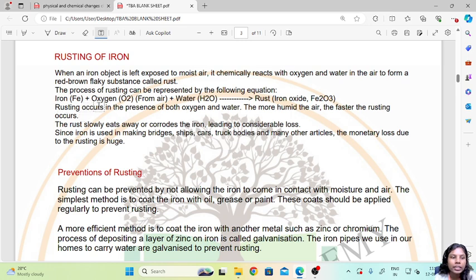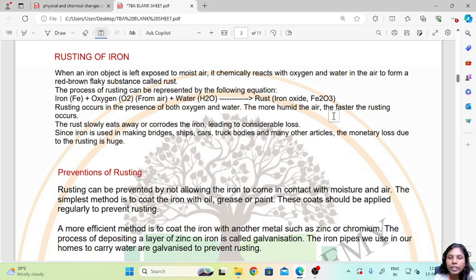So, we have iron, then we have oxygen from the air and we have water, that is the moisture present around. Together this forms rust, and rust is basically iron oxide, that is Fe2O3. Rusting occurs in the presence of both oxygen and water. So, for rusting to occur, we need both factors. If we have only oxygen, rusting won't occur. We need the water too, and vice versa. Therefore, both are mandatory for rusting to occur.